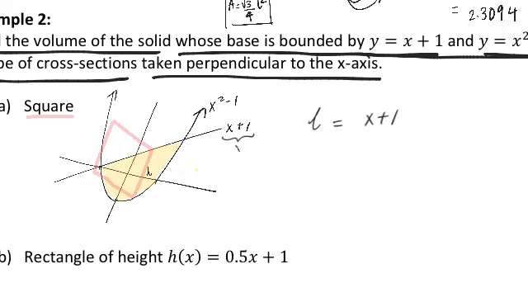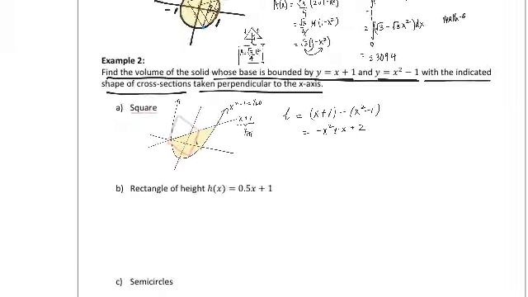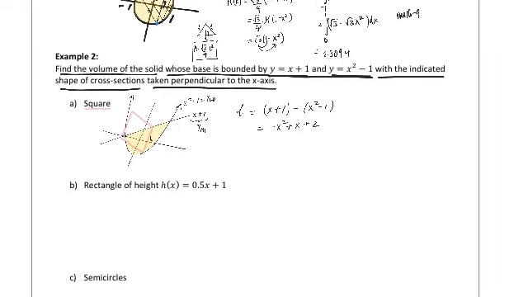This is our y high because it's higher than the other one, y low. So it's y high minus y low, and you want to simplify this into negative x squared plus x plus 2. And now we'll take it into an area formula.